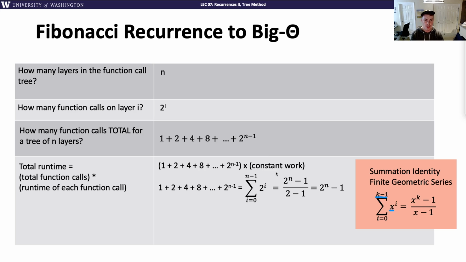Now, one of the things we're going to do right now is get rid of this constant work. The reason I'm going to get rid of this constant work is we're about to do an asymptotic analysis on this, and we're going to drop the constant anyways. So our runtime is now going to be something like 2 to the n minus 1, which is going to be big theta of 2 to the n.